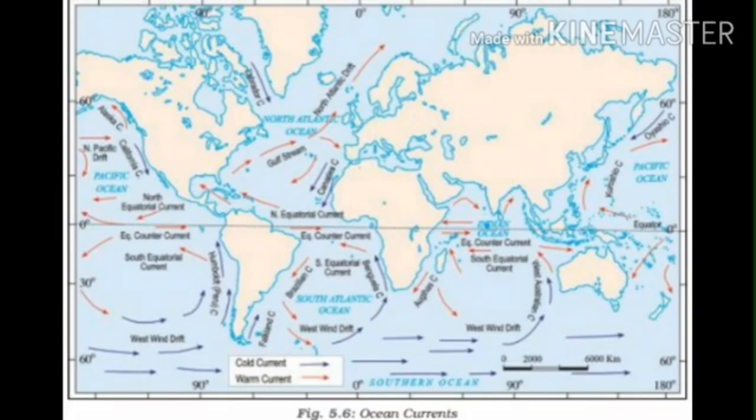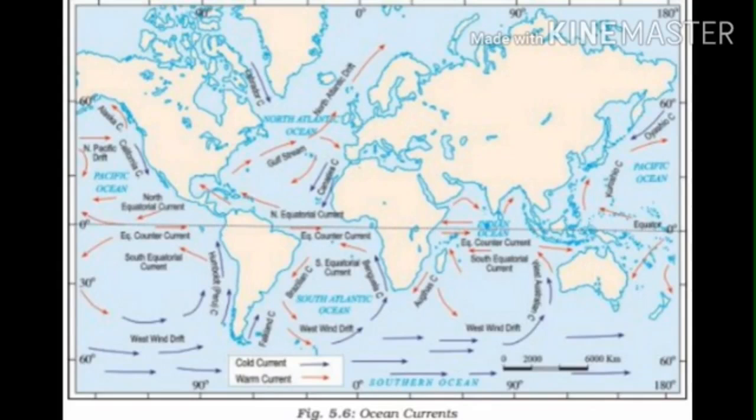Clear, children? Okay, children. Give some examples for the major cold currents and major warm currents. Okay, I'll tell you. Just make a note of it. Major cold currents are, first one is West Wind Drift, California current, then West Australian current, and so on. Then major warm currents: North Pacific Drift, then North and South Equatorial current, then Gulf Stream, Alaska current, and so on.